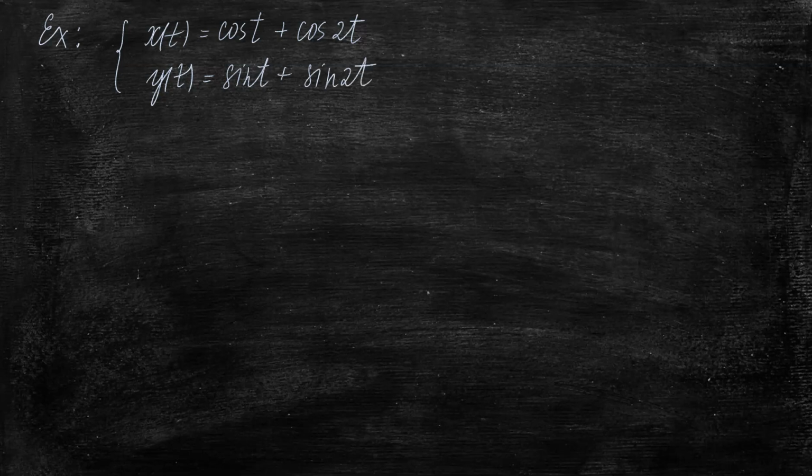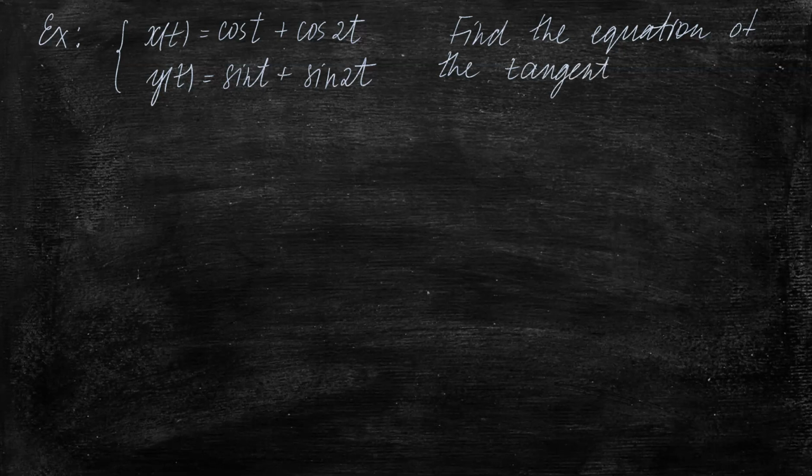All right, let's do another example. So we have this curve. And this time we're not going to find just the slope, we're going to find the equation of the tangent line when t is equal to pi over 2.